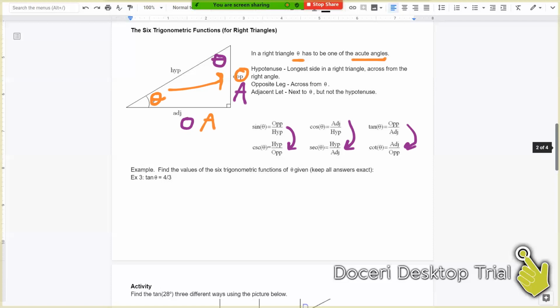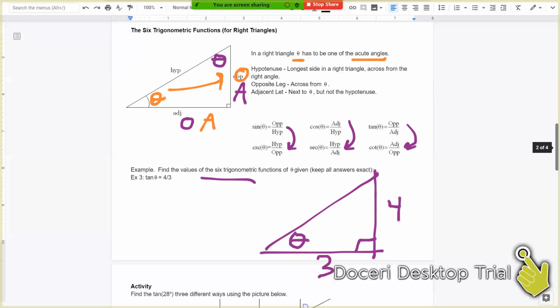So given that the tangent of theta is equal to 4/3, find the value of the other 6 trig functions. So it helps to draw a picture, okay? So if I make theta that angle right there, the opposite leg is going to be 4 and the adjacent leg is going to be 3. Now that doesn't have to be the side lengths per se, but it will have to be the ratio of the sides. So like theoretically, this side could be 8 and that side could be 6, or this side could be 40 and that side could be 30.